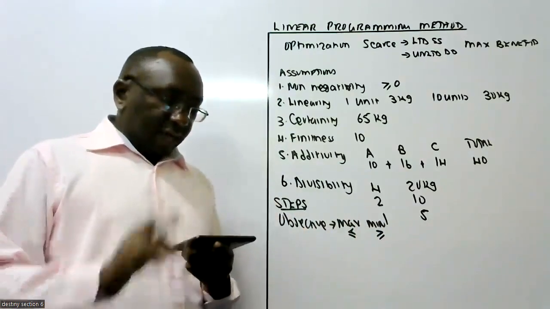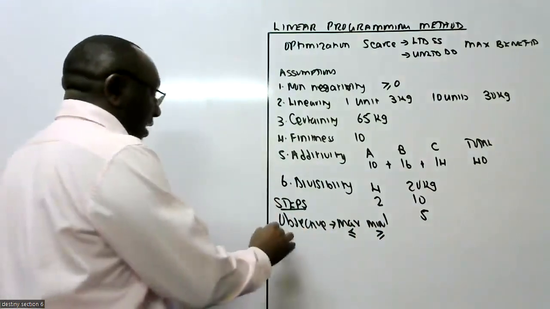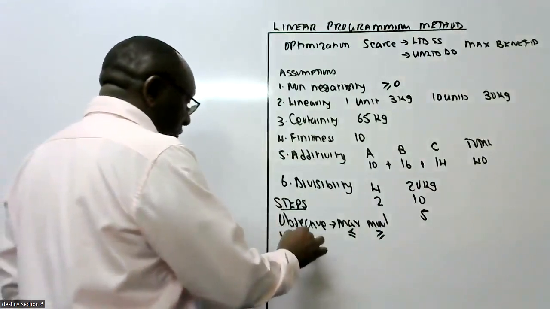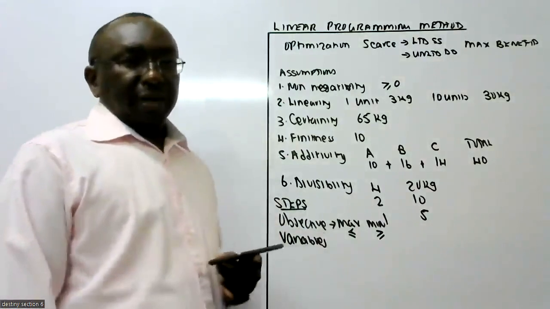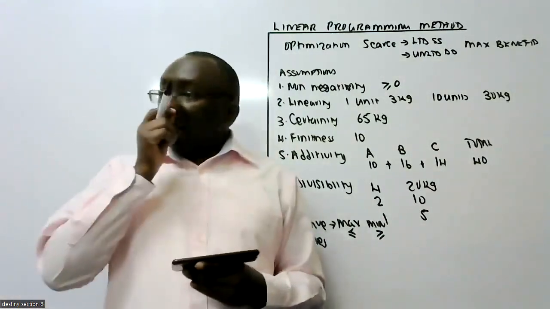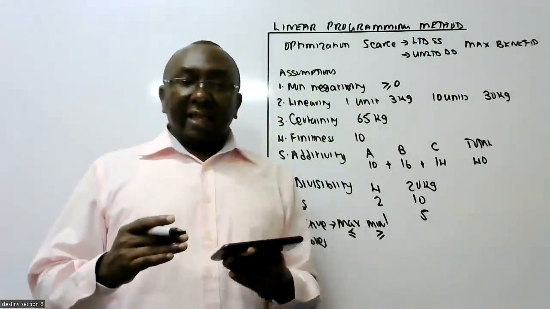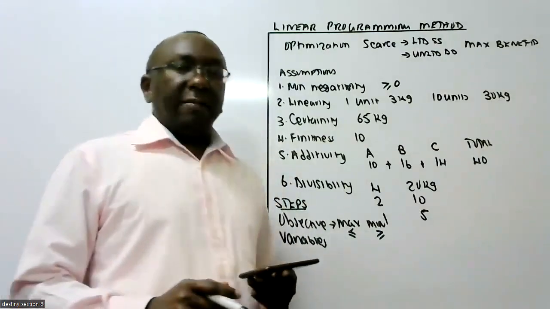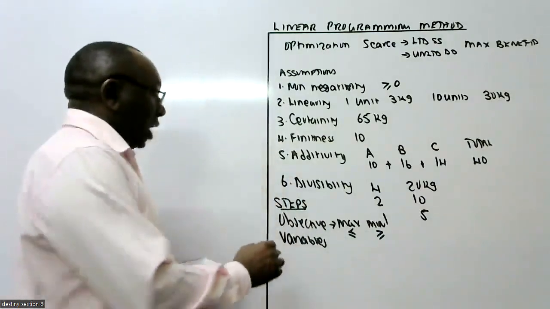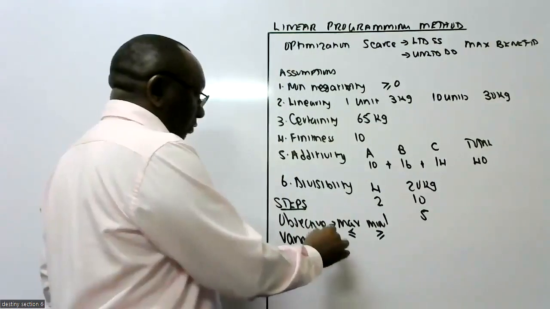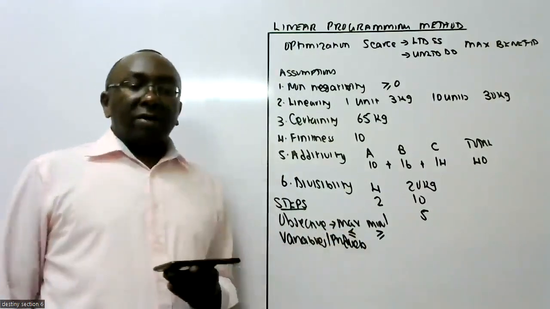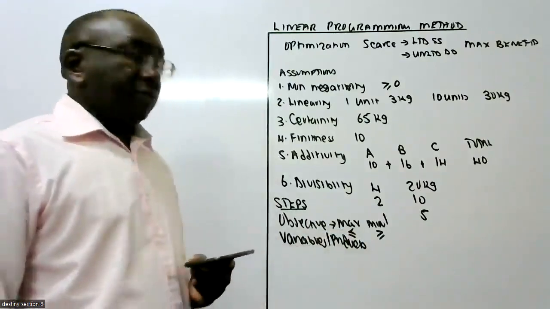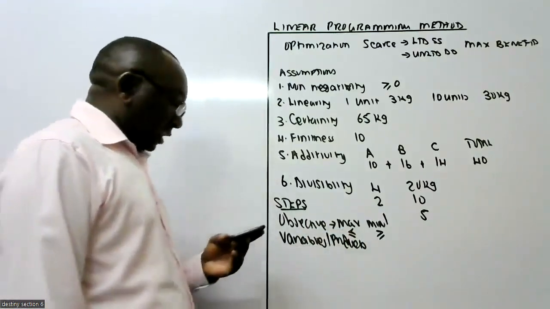Then the other thing is to identify what we call the variables, the decision variables. Now, the variables are the items that we shall use. These are the products. These are the activities that will be undertaken for us to be able to achieve the objective. So when we talk about the variables, we are talking about the products. We are talking about the items.